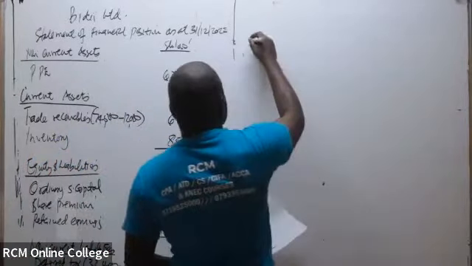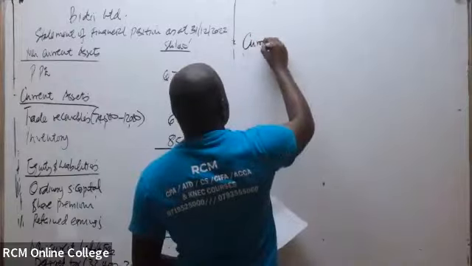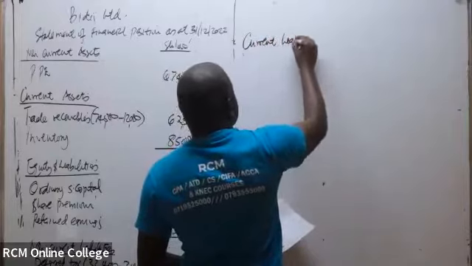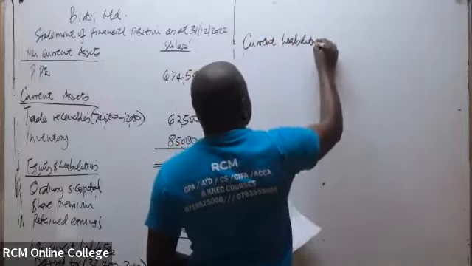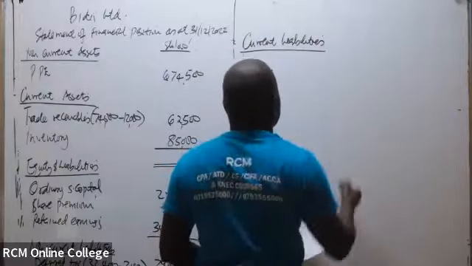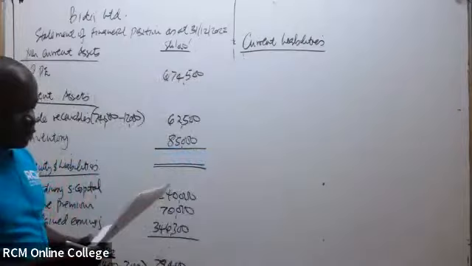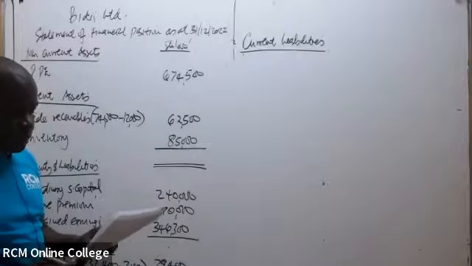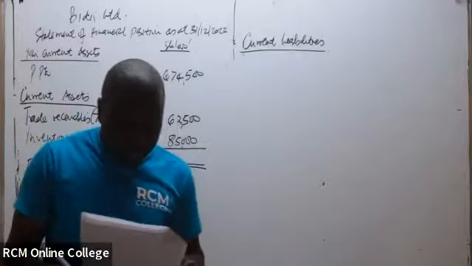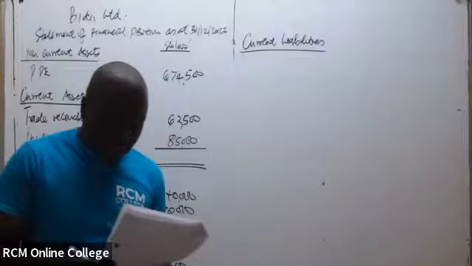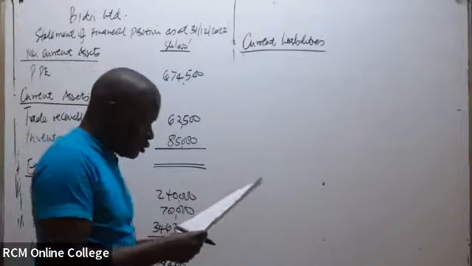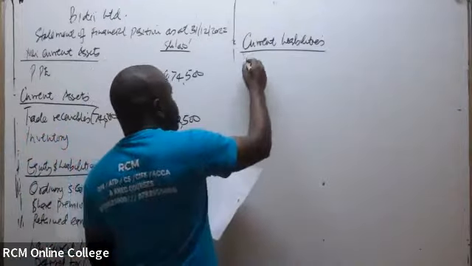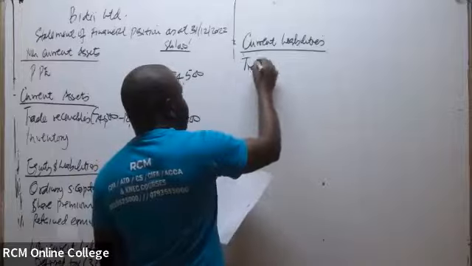So current. For the current liability it is very easy. You just need to go to the trial balance, and on the credit side, try to identify the current liabilities you have. Automatically, we see trade payables.